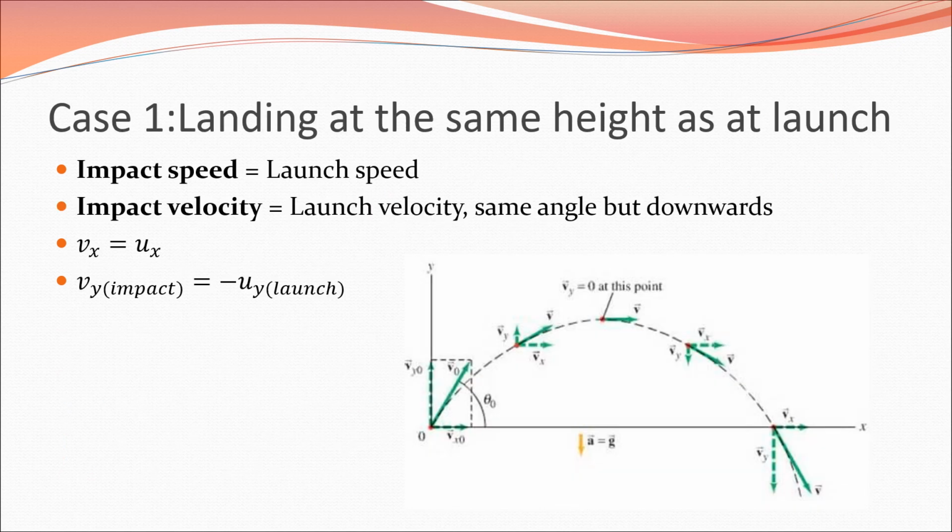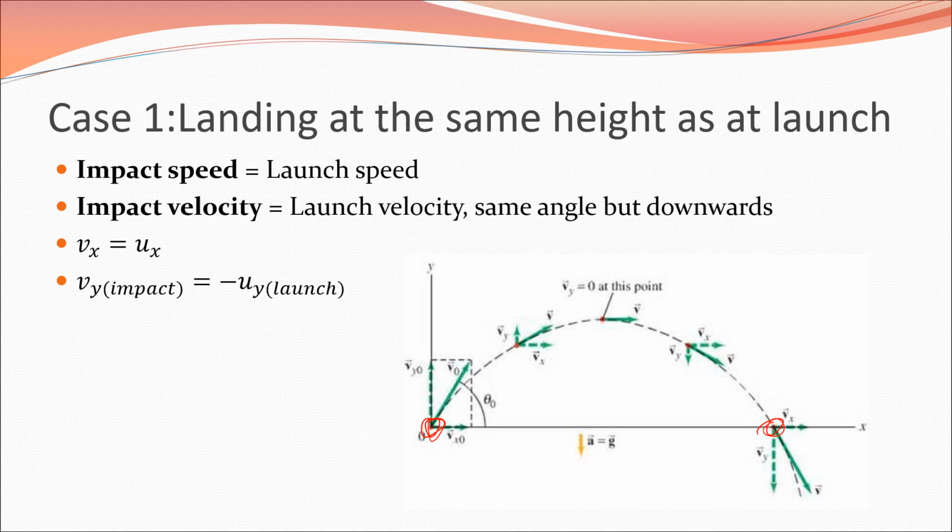Case 1, landing at the same height as launch. Here's where our object is launched from, here's where it lands. When we say the same height, we mean on the y-axis it is the same height. Obviously the x-axis is different, but on the y-axis it's going to be returning back to 0 again.